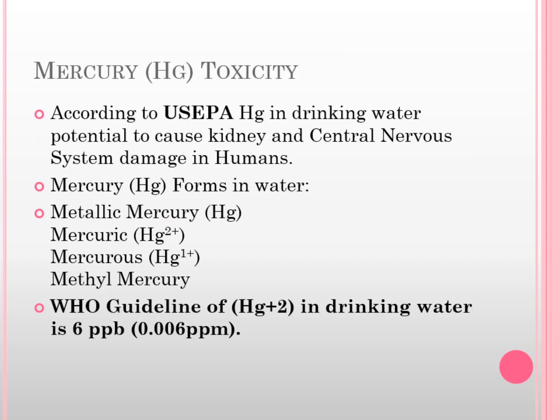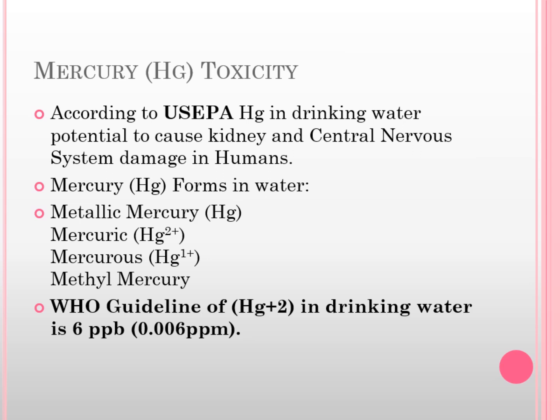In the introduction, first of all, the mercury toxicity. According to US EPA, United States Environmental Protection Agency, mercury in drinking water has potential to cause kidney and central nervous system damage in humans. So according to US EPA, mercury can damage the kidneys and central nervous system in humans.